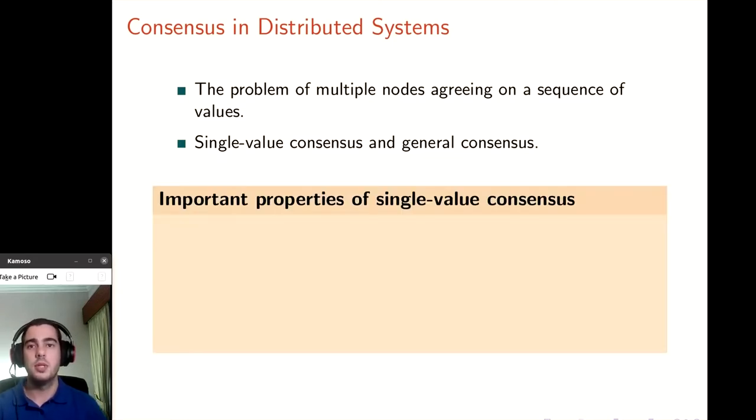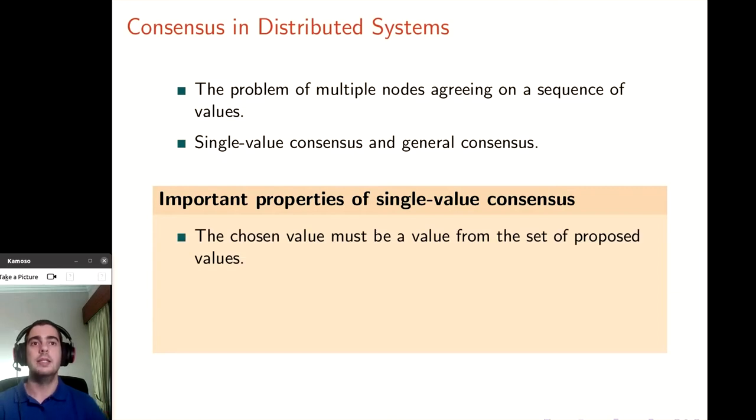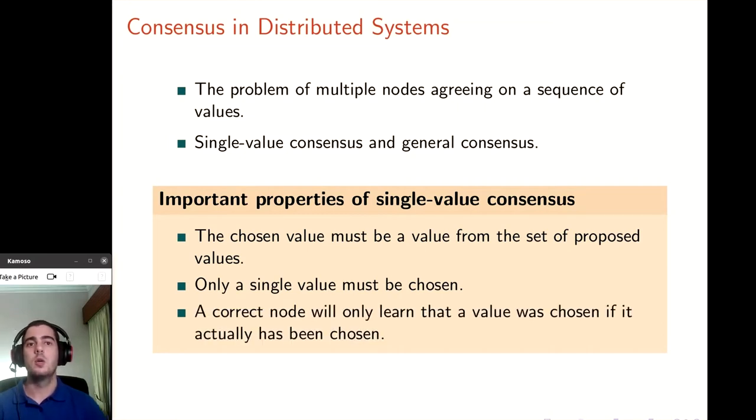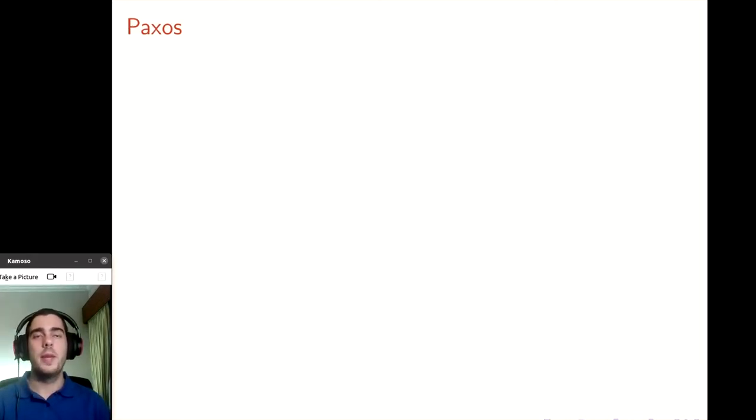Some important properties of the single value consensus. The chosen value must be a value from the set of proposed values. Only a single value must be chosen, and a correct node will only learn that a value was chosen if it actually has been chosen. One of the main algorithms to solve the consensus problem is called Paxos. Paxos is an algorithm that is crash fault tolerant, and I will first present the algorithm to solve the single value consensus and then multi-Paxos to solve the general consensus problem.